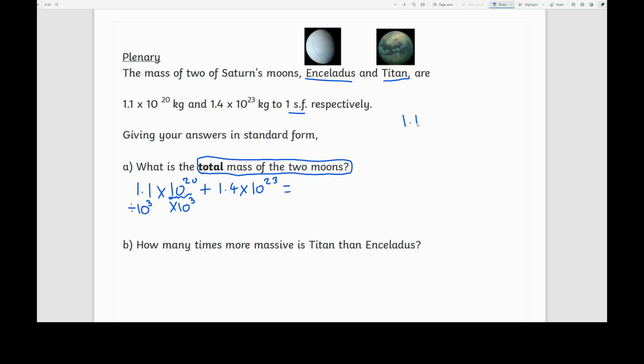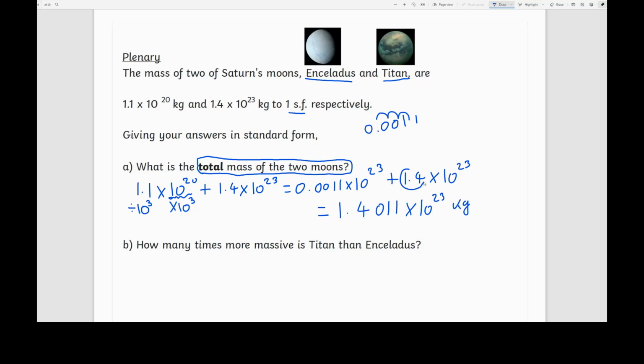Now, if I do 1.1 and I divide it by 10 cubed, it's going to move the decimal point back 1, 2, 3 places. So you would end up with 0.0011 times 10 to the 23 plus 1.4 times 10 to the 23, which is going to be 1.4011 times 10 to the 23. So again, I've just added the number parts once the powers of 10 are the same, and that's all you've got to do.